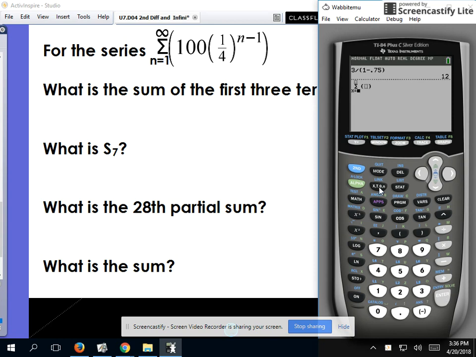And then let's just put this in. So 1, it actually said what's the first 3 terms, so we're going to put 3 at the top. 100 times parentheses 1 divided by 4 to the n minus 1. All right, looks good to me. Everything's set up correctly. Let's go ahead and press enter. And we get 131.25.